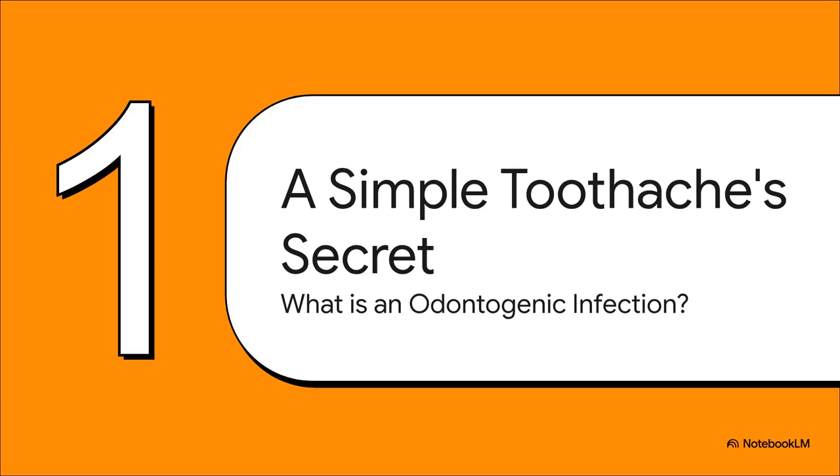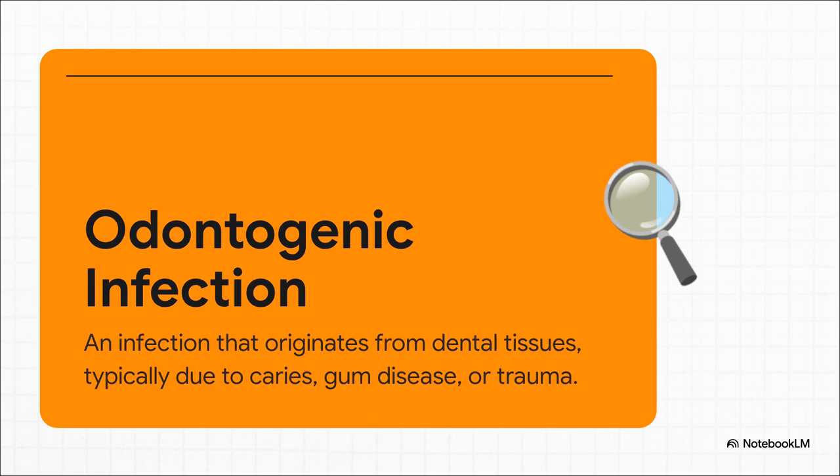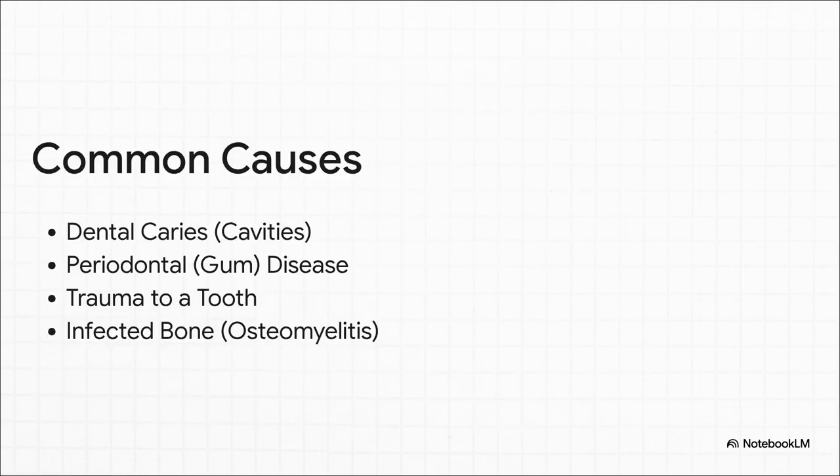All right, first things first. We need to know what we're actually talking about. The official medical term for this is an odontogenic infection. It sounds complicated, but the meaning is actually really simple. Odontogenic just means it starts in or around a tooth. That's the key. Its entire origin story begins right there, in the tissues of your jaw and gums that hold your teeth in place.